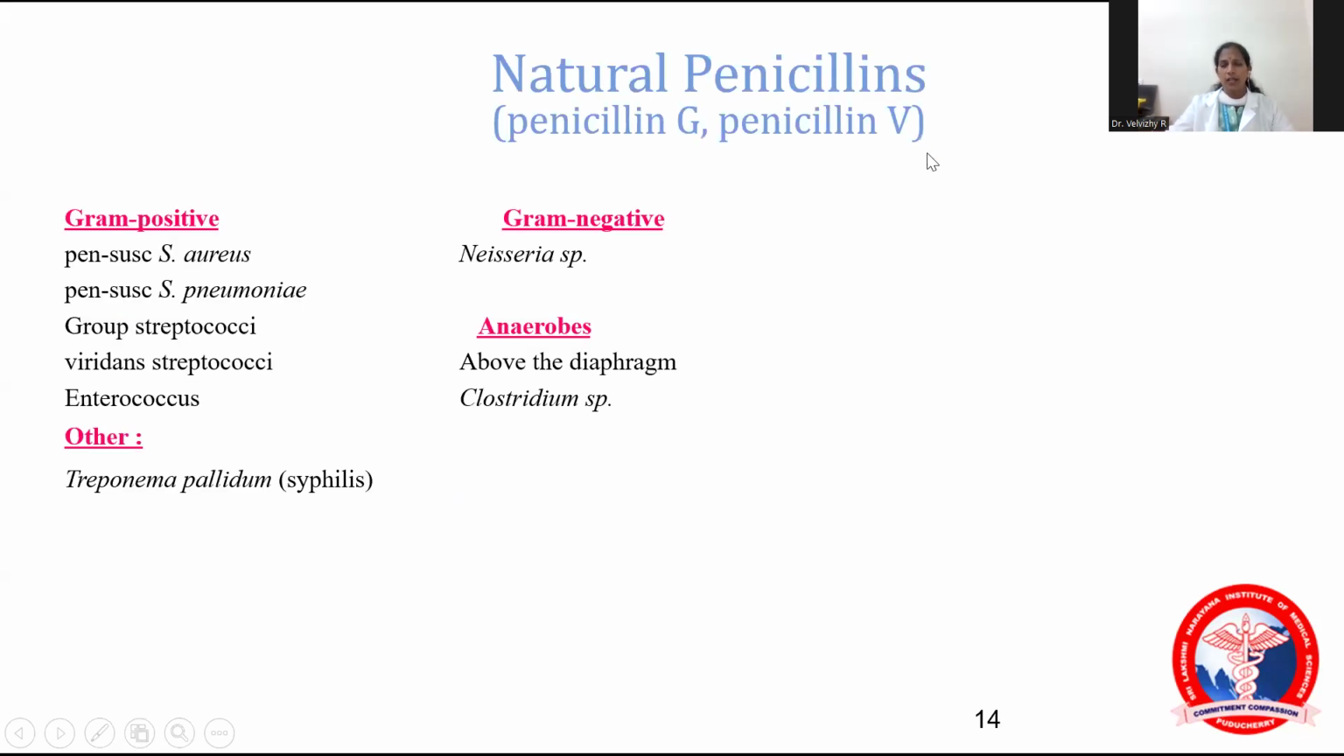Okay, so we'll move on to natural penicillin. I told you the oral penicillin is penicillin V and the parenteral preparation is penicillin G. The spectrum is that it will act mainly against gram-positive bacteria, especially all the species of streptococci, like Streptococcus viridans and beta-hemolytic streptococci, all types of streptococci. Apart from streptococci, it is also effective against Treponema pallidum, Neisseria, and Clostridium.